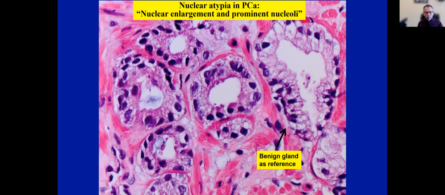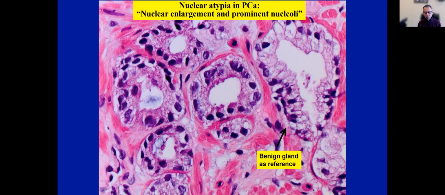The third major and very important criteria is nuclear atypia, characterized by nuclear enlargement, prominent nucleoli, and hyperchromasia. So this particular example here is the reference benign gland, and you can see that these glands have an obvious nuclear enlargement, prominent nucleoli. So another important pitfall to keep in mind is that the definition of prominent nucleoli is quite subjective. It also depends on the tissue fixation and thickness of the laboratory. So different laboratories would produce different types of sections with this type of morphology.